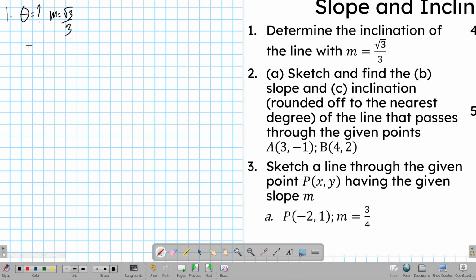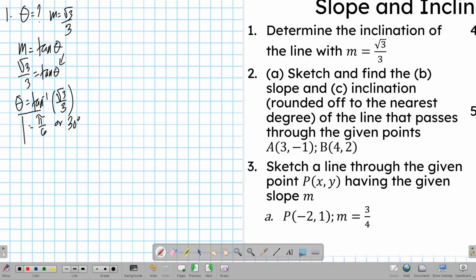Now, again, we are told that the slope of a line is the tangent of the inclination. So, substituting here, the square root of 3 over 3 is equal to tangent theta. Theta is what we're looking for. We're asked to find the inclination. Therefore, theta would be equal to inverse tangent of square root of 3 over 3. And since it's the smallest positive angle from the x-axis, then we'll take the positive value. And that would be pi over 6 in radians or 30 degrees. So this is the answer to number 1.